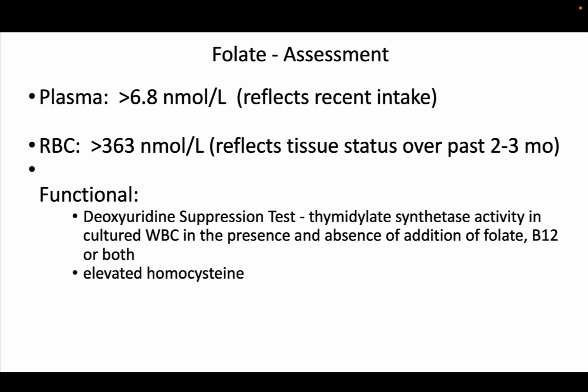We can also look at the functional activity of folate. Deoxyuridine suppression tests are used. So this is looking at that thymidylate synthetase activity. So we culture red blood cells and look at the presence and absence of folate, B12, or both, and seeing how well that enzyme operates within the red blood cells. The other thing we can look at that tells us about function is whether or not we have elevated homocysteine levels. If homocysteine is elevated, that indicates that we may have a deficiency of folate or B12. And so we have to assess for either of those because they can sort of mask one another.